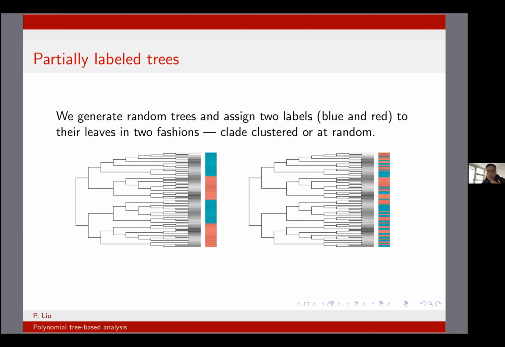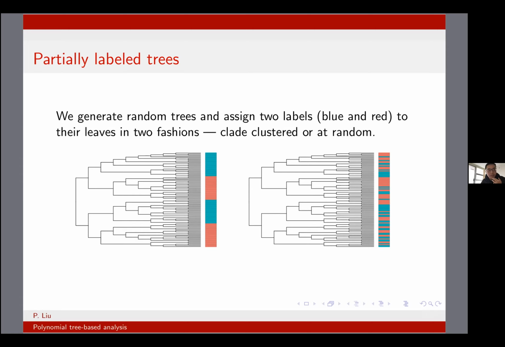For example, can be antimicrobial resistant or not, or where it has been sampled, like their geographic information, and a lot of other information. So in this case, we're basically just testing how our polynomial metric can distinguish these different labels as well as the tree topologies.